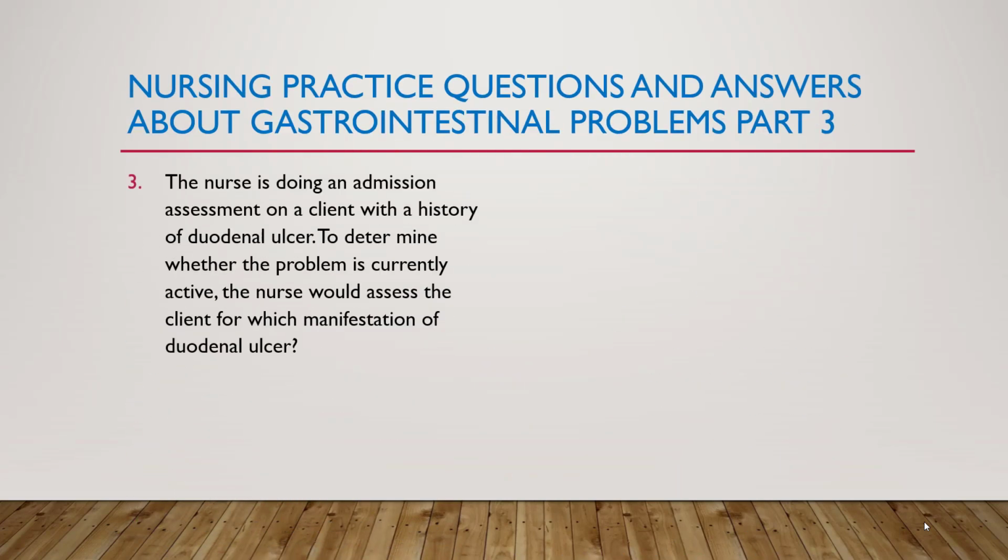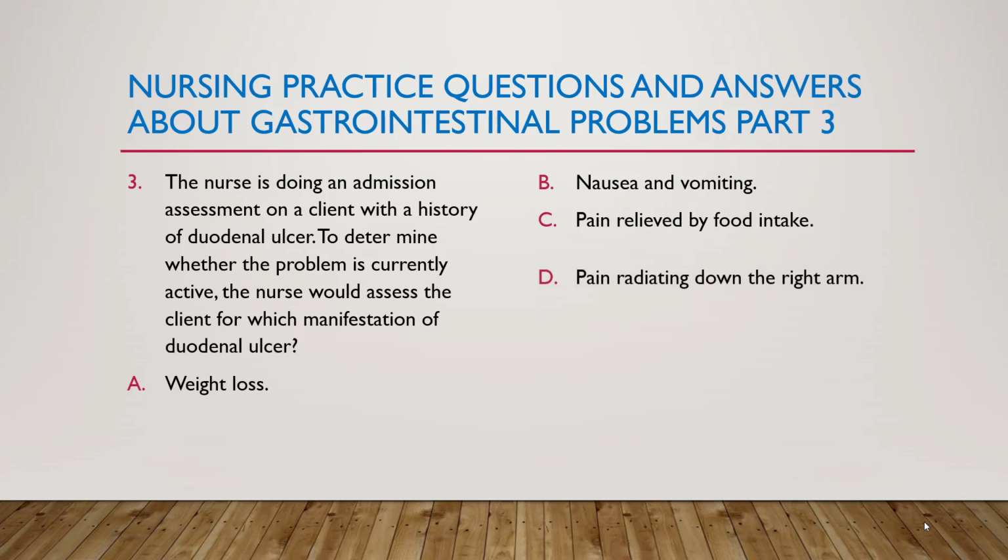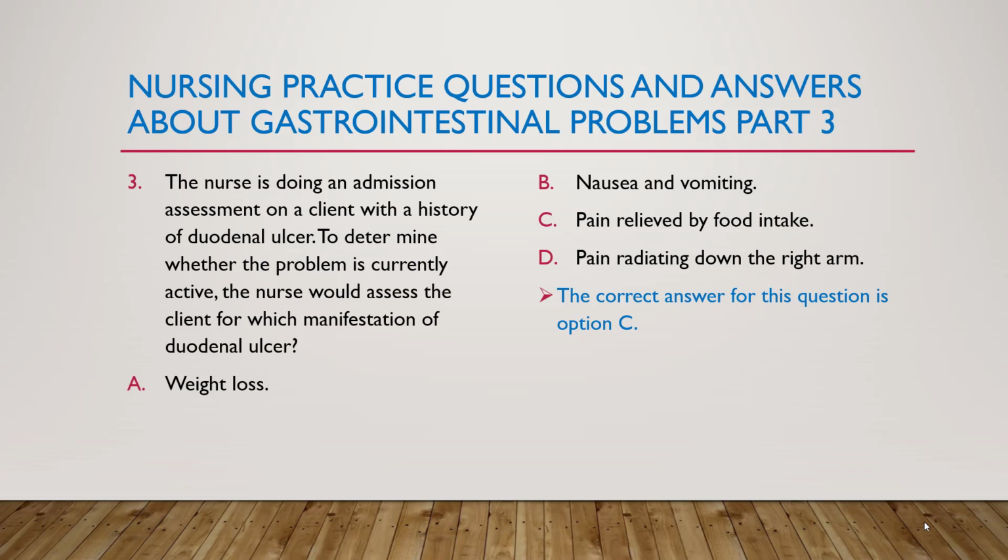Question 3. The nurse is doing an admission assessment on a client with a history of duodenal ulcer. To determine whether the problem is currently active, the nurse will assess the client for which manifestation of duodenal ulcer? Option A, weight loss. Option B, nausea and vomiting. Option C, pain relieved by food intake. Option D, pain radiating down the right arm. So the correct answer for this question is option C, pain relieved by food intake.